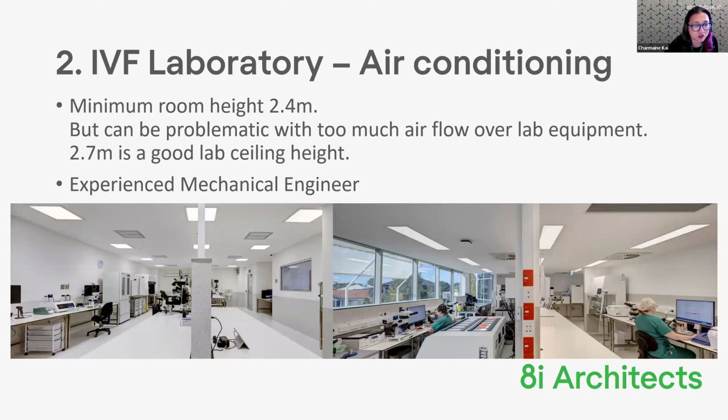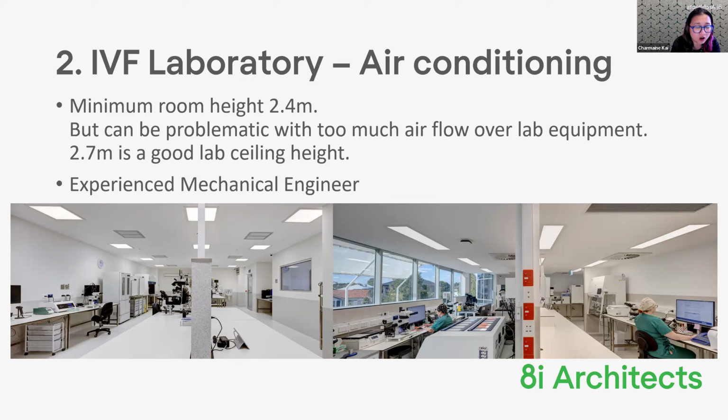So I generally try and design labs that are 2.7 metres high. It's a good ceiling height. You can go higher, but the problem is the higher you go, the more volume of air you need to push within your lab. So that ends up increasing costs, and it also increases the size of the air conditioning system that you need to keep that air circulating. So 2.7 is a good height.